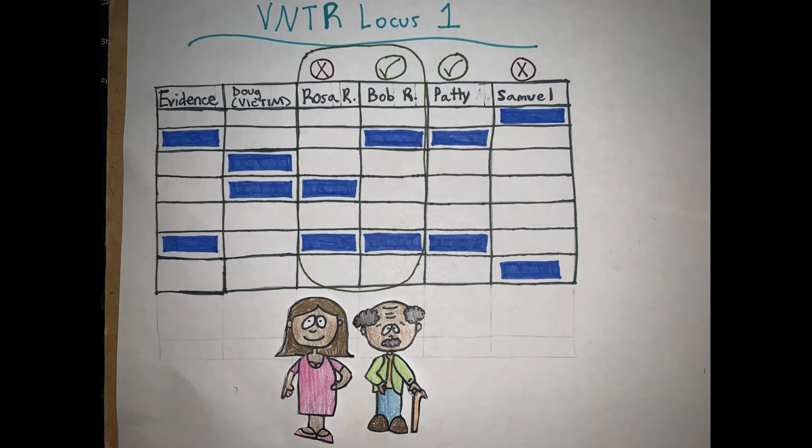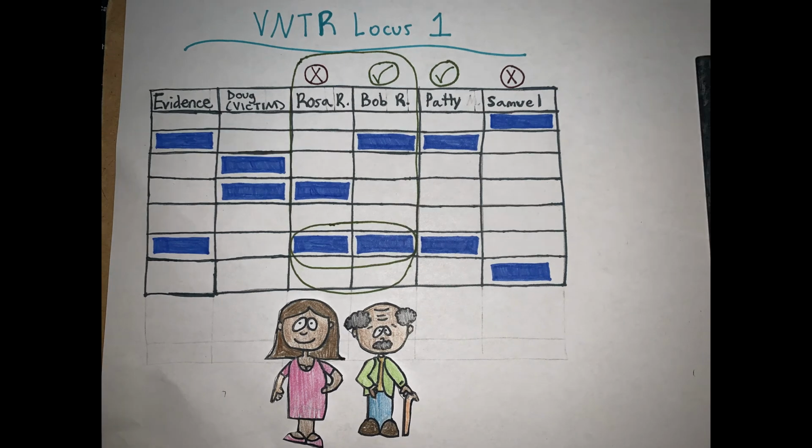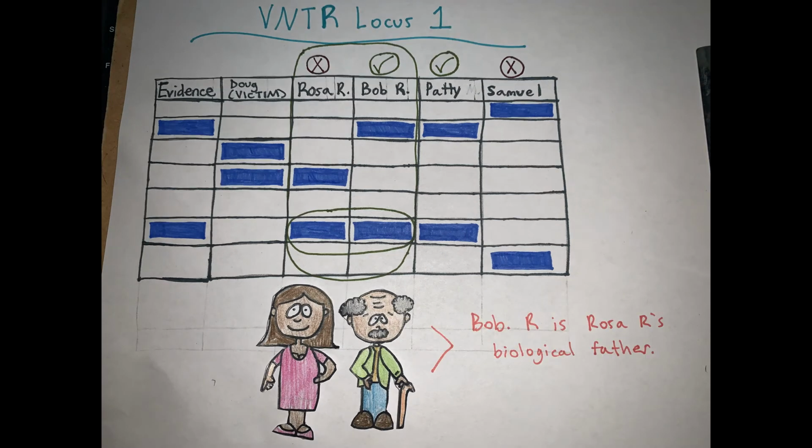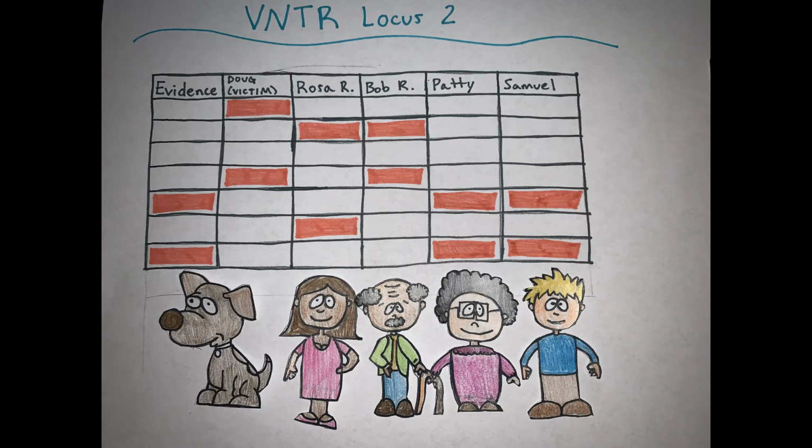With this amplified loci, we can see that Bob Rogers is Rosa's father due to their one shared allele. The other allele that does not match is inherited from Rosa's mother. This proves that Bob R. is Rosa R.'s biological father. After eliminating Rosa and Samuel as suspects, our suspect list is down to 2, Bob R. and Patty. Now let's look at our second amplified loci.